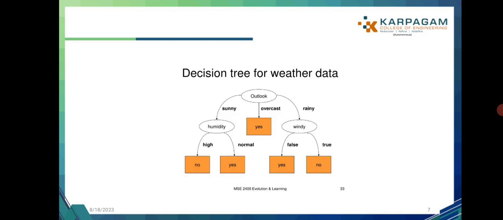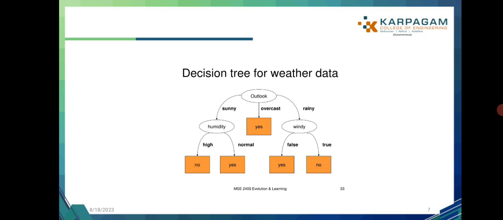Tree-shaped structures represent sets of decisions. These decisions generate rules for the classification of a dataset. Decision trees produce rules that are mutually exclusive and collectively exhaustive with respect to the training database. Specific decision tree methods include classification and regression trees and chi-square automatic interaction detection.